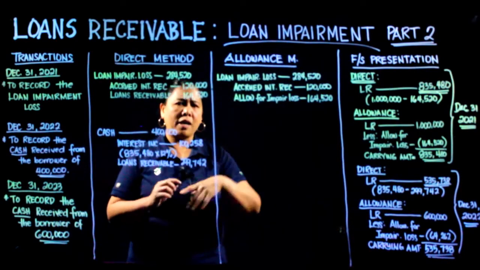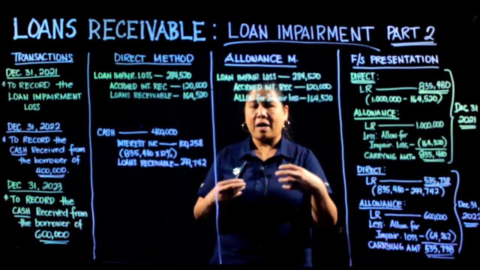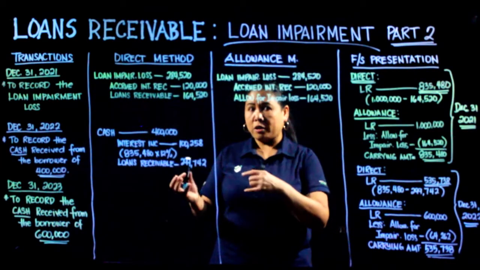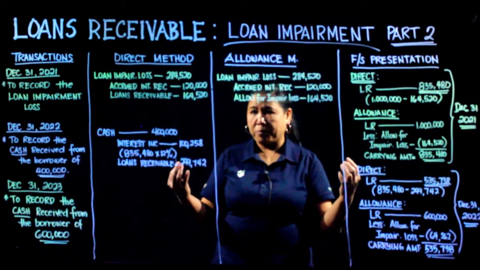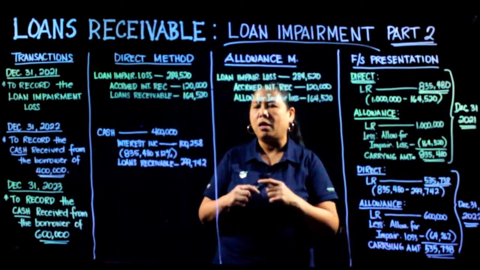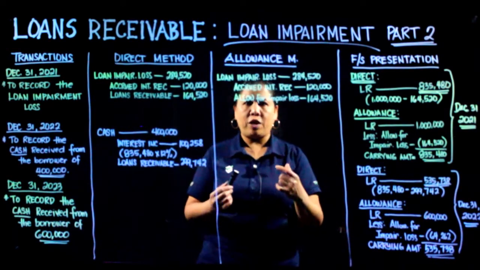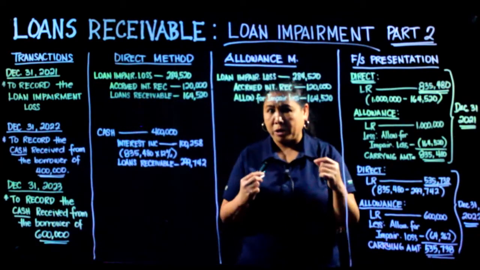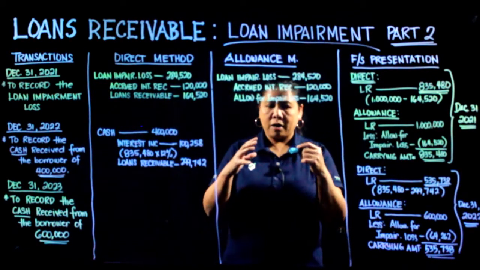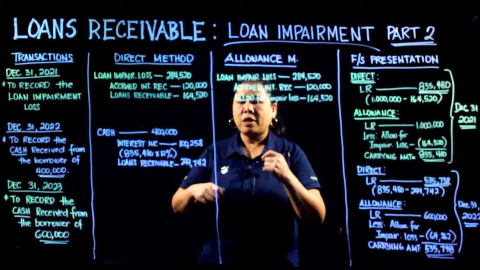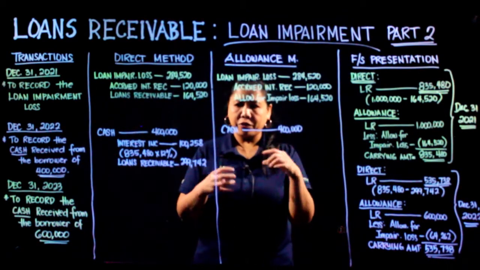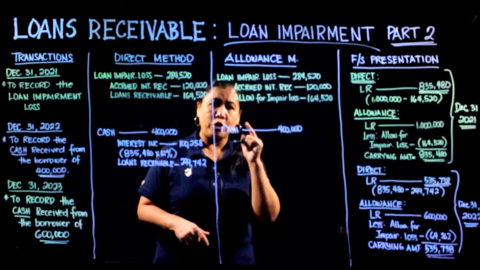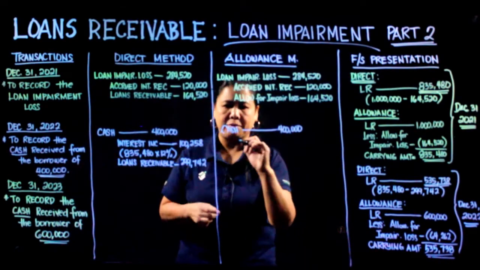Alright. Now, sa allowance method naman, paano natin gagawin yan? A part of this 400,000, i-recognize din natin as our interest income. Parehas lang sa allowance method. Pero nagkakaroon ng difference because of the allowance for impairment loss. So, ganito magiging entry natin. We debit cash. So, we debit our cash of 400,000 and we credit our loans receivable of 400,000.